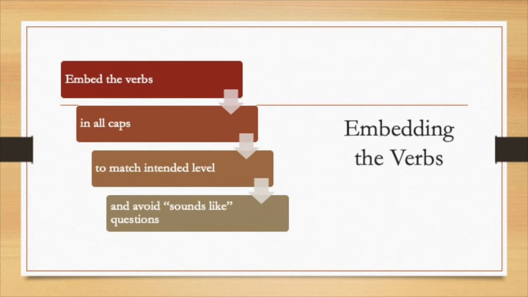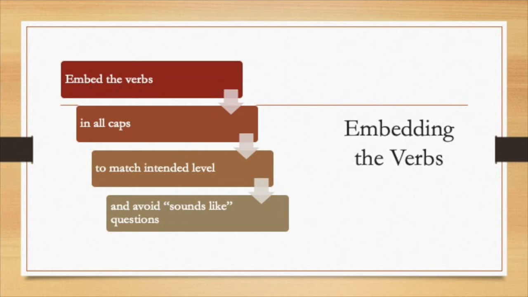Consider the examples I just gave you. Did you notice that I embedded the verbs in capital letters within each prompt? This is my own little trick when using Bloom's taxonomy. I always write the embedded verbs in capital letters. This is my way of double-checking that the prompt I wrote really does match my intended level of Bloom's.